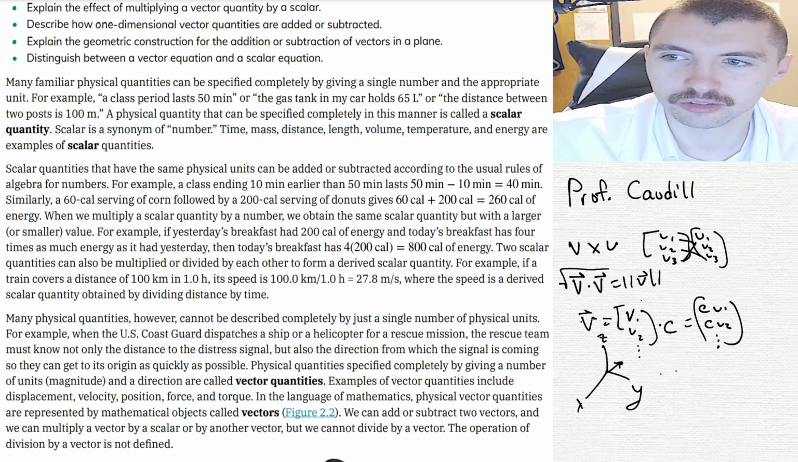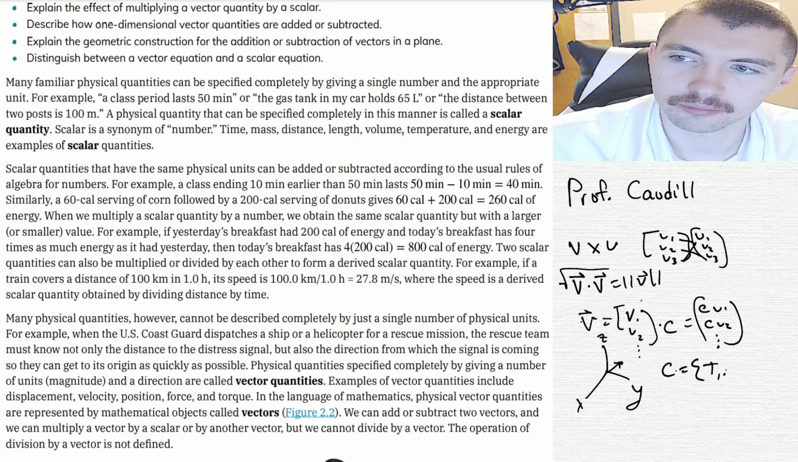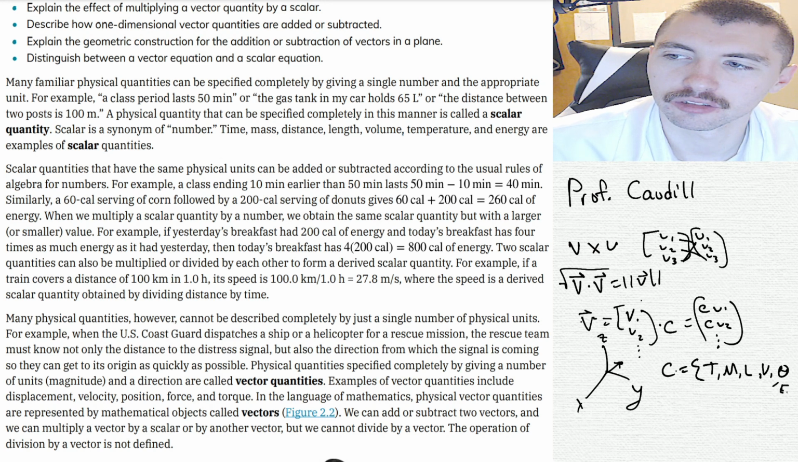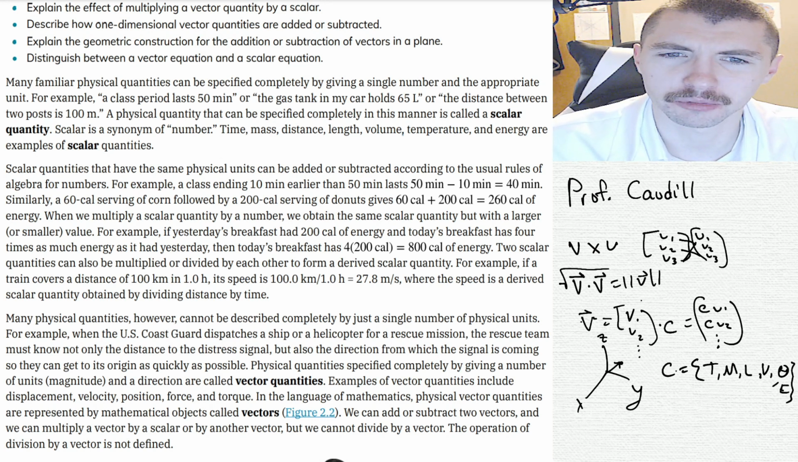So scalars could be time, mass, length, volume, temperature. What do they use? I think they use theta, like thermodynamic temperature is capital theta. And energy. So those are our scalars: time, mass, length, volume. I didn't know volume could be a scalar.